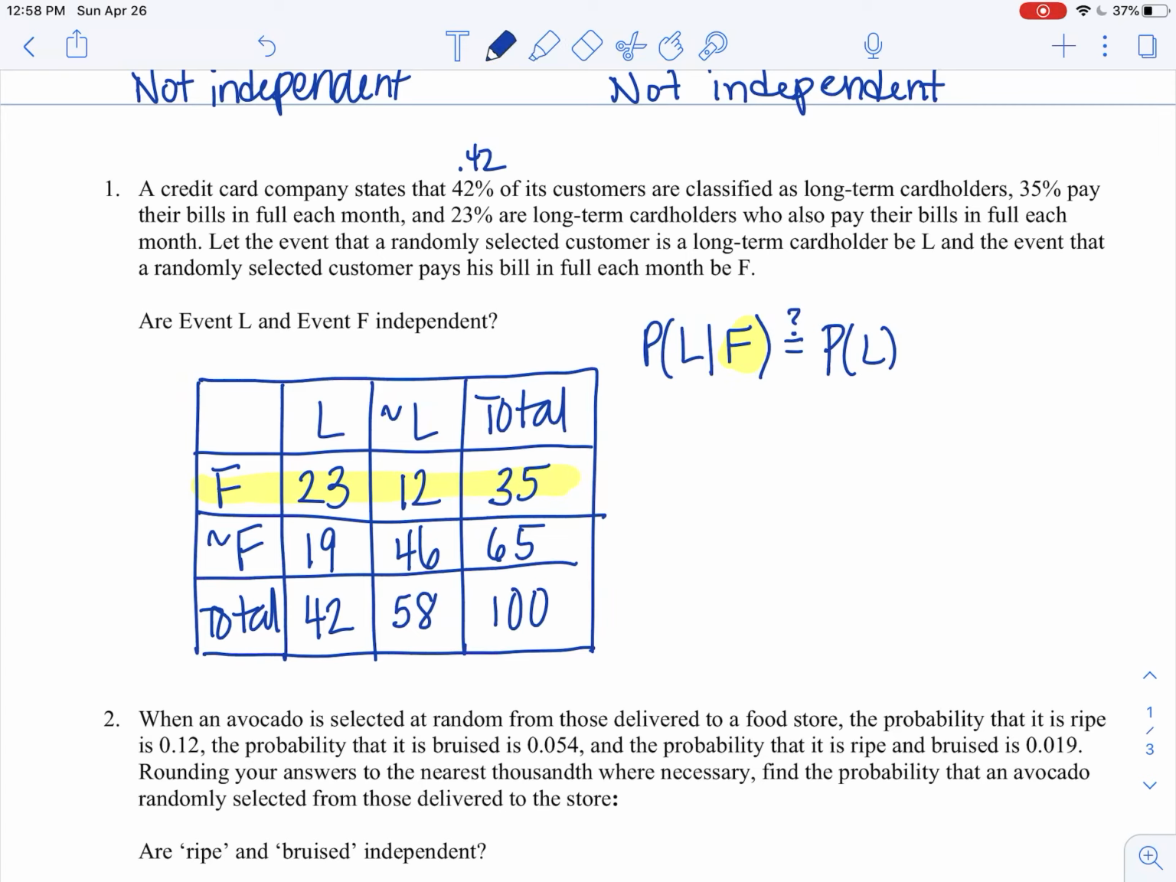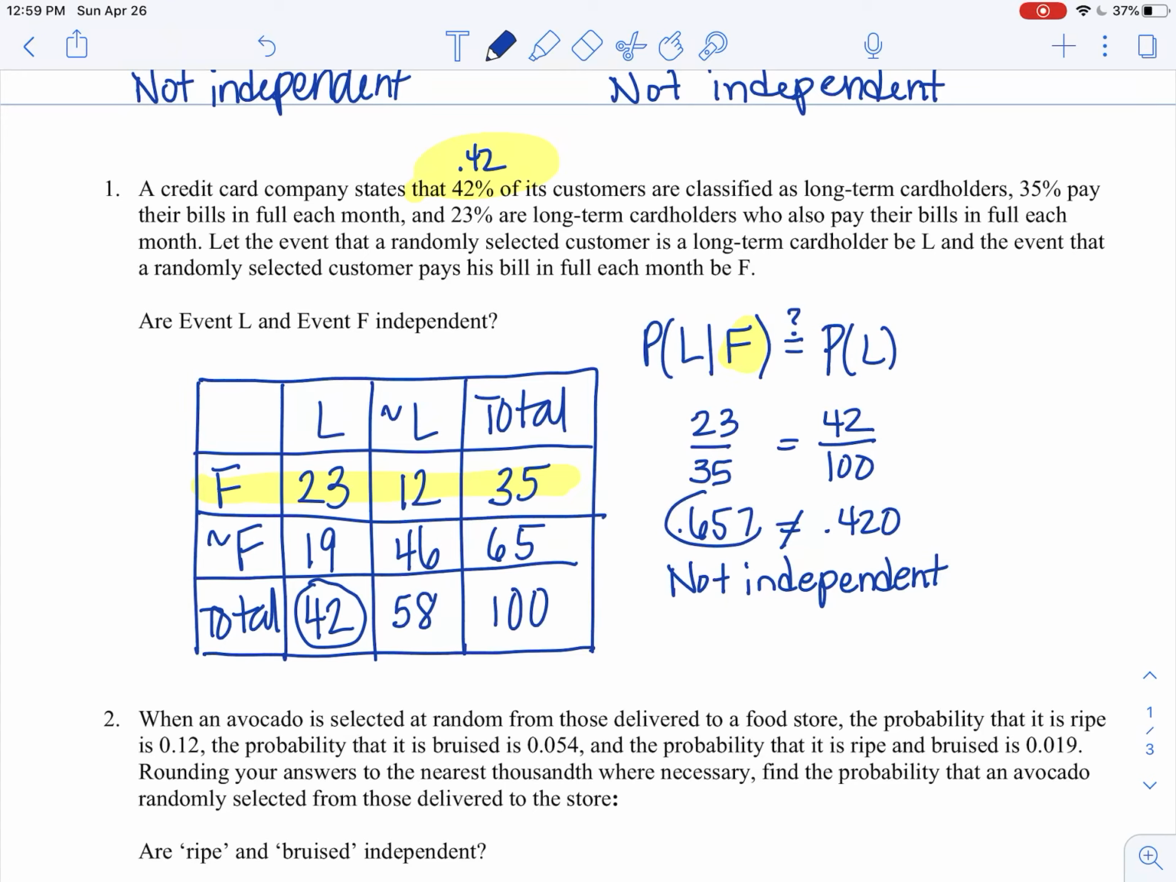Okay? So, probability of long-term cardholder given pay in full every month. So, given means I'm going to focus specifically on the F row or column. So, out of these 35 people who paid their bill in full every month, 23 of them were long-term cardholders. Okay, what are the chances of being a long-term cardholder in general? A long-term cardholder is 42 out of 100. Again, remember that we were given that in the beginning, 42%. And so I'm going to check these two decimals and see if they come out to be equal to each other. This comes out to be 0.657, and this comes out to be 0.420. Clearly not equal to each other, so therefore these are not independent.